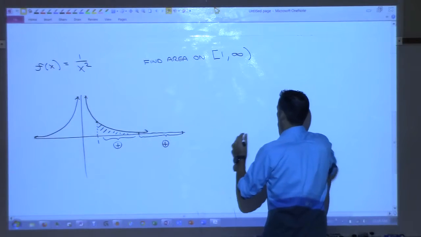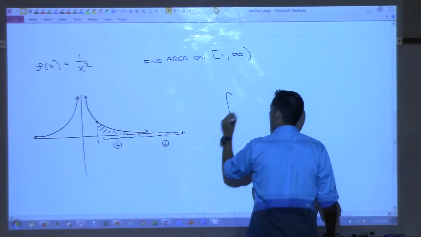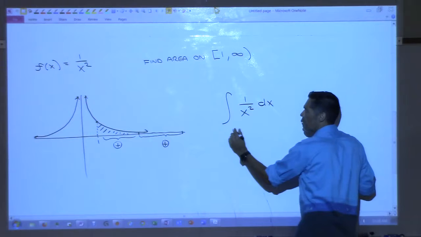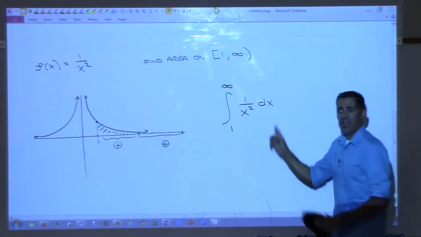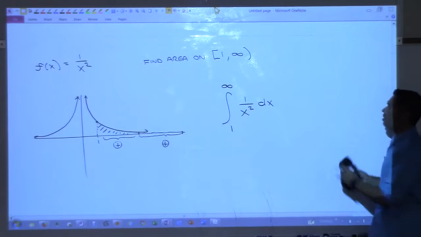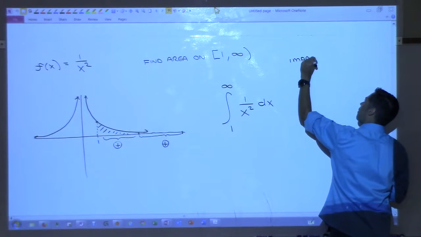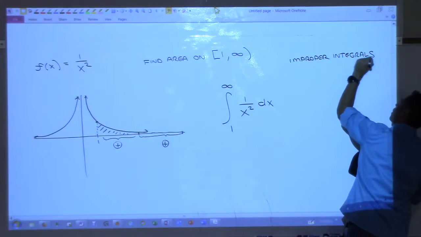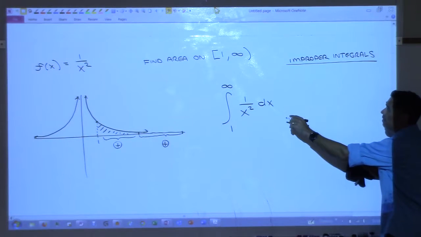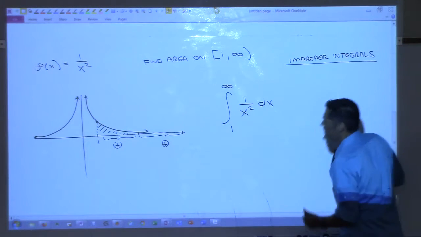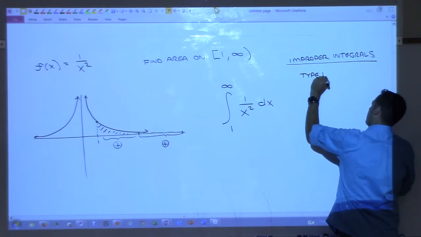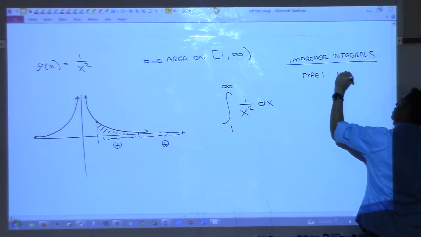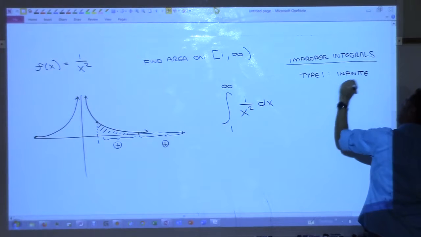So let's follow the procedure. The setup of this would be the integral of 1 over x squared dx. Now what are my limits of integration? 1 and up here, infinity. So now this is the first time we've seen this, and these are called improper integrals. In fact, what we're looking at here are referred to as type 1, going off what the book says. Type 1 are infinite intervals.